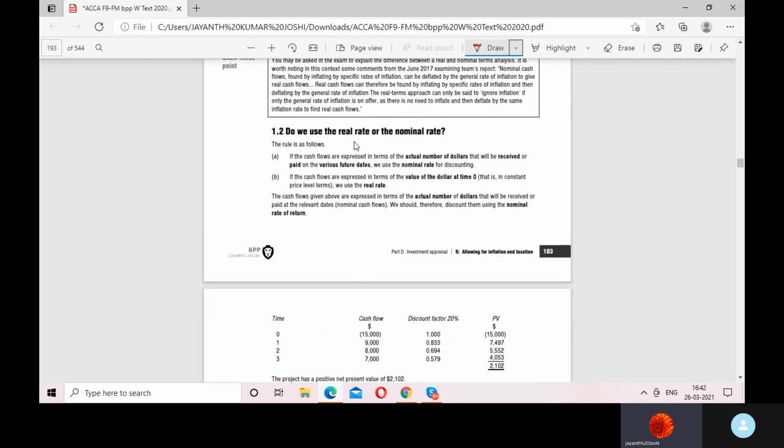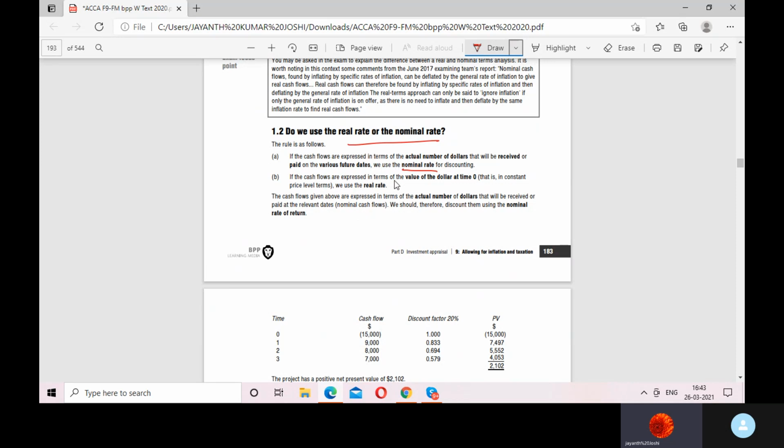So another question comes to your mind is, do we use nominal rate or real rate? If cash flows are expressed in terms of actual number of dollars that will be received or paid on various future dates, we use nominal rate. That means in future, for a longer period of time, you're expecting the money to receive, you use nominal rate, because inflation is of course considered.